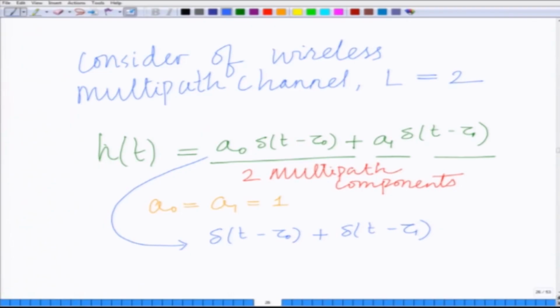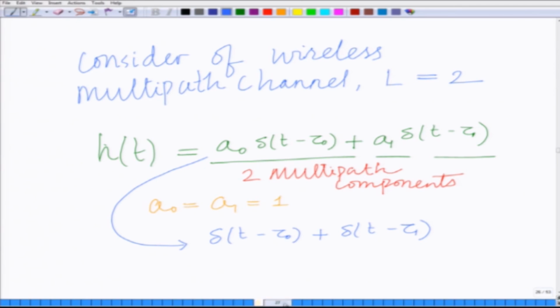So, this is our multipath wireless channel model. We have one component which is delayed by tau naught, let us say this is the direct or line of sight component. We have another component which is delayed by tau 1, let us say this is a scatter component, and then we will get this direct component and scatter component at the receiver, and these 2 components will add at the receiver. So, this is our multipath. This is a simple multipath channel model for this wireless communication system.